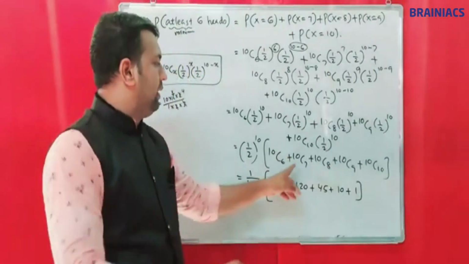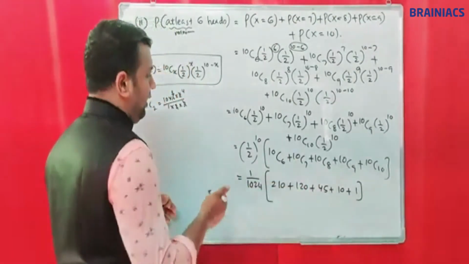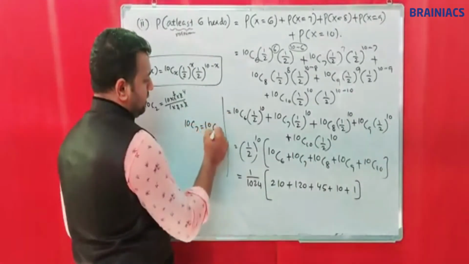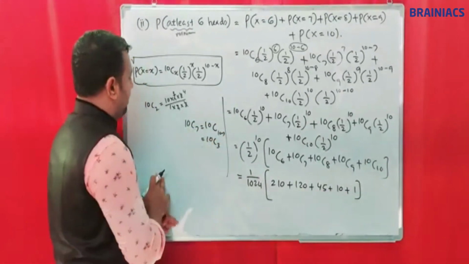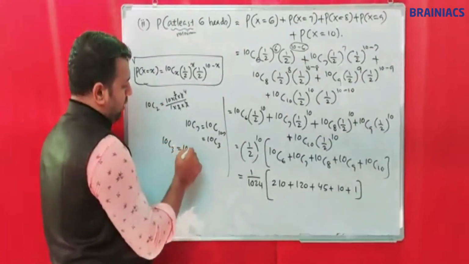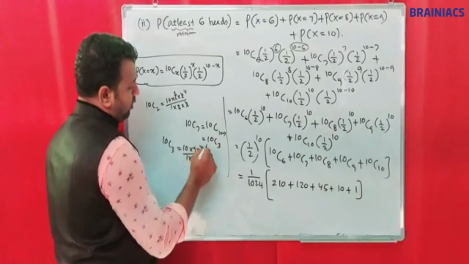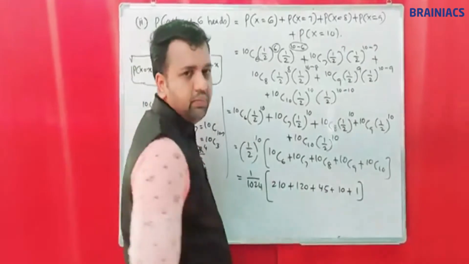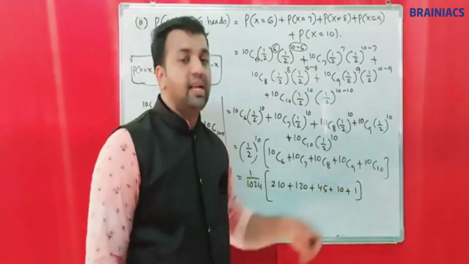Then here we can find out 10c7. How is 10c7 equal to 120? 10c7 can be written as 10c, 10 minus 7, so the answer is 10c3. Then 10c3 is equal to 10 into 9 into 8 by 1 into 2 into 3. 10 into 3 is 30, 30 into 4 is 120. In a similar way we can find 10c8 as 45, 10c9 as 10 and 10c10 as 1.